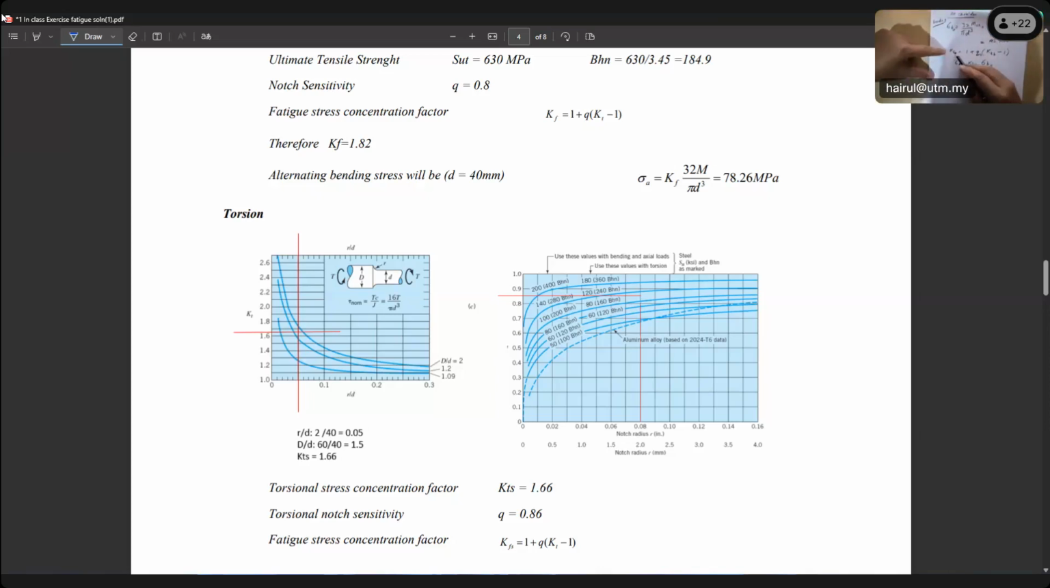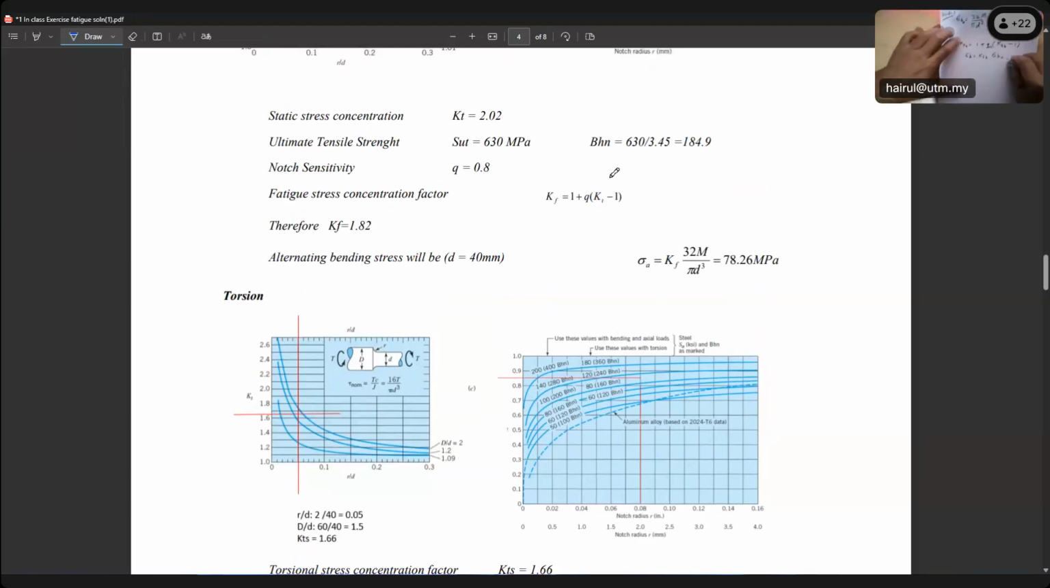So how do you find the fatigue stress concentration for bending? KF bending is 1 plus q bending times KT bending minus 1. That's the equation, which I stated already. To avoid confusion, let's put the equation like this: KF, the fatigue stress concentration factor, is 1 plus q times KT minus 1, but it depends on whether it is bending or torsion. And how do we get KT bending, the static stress concentration based on bending?